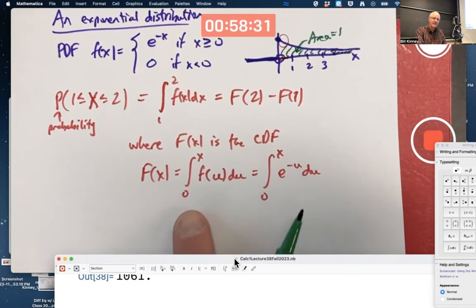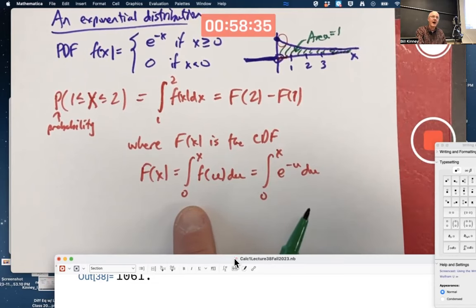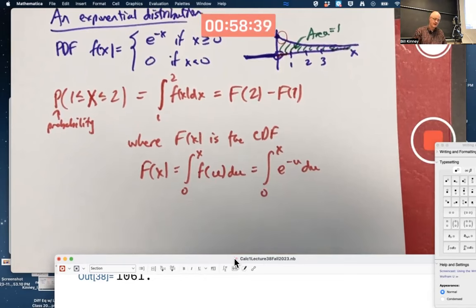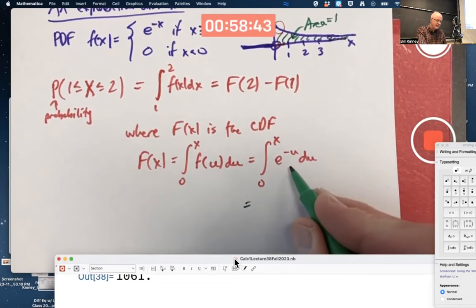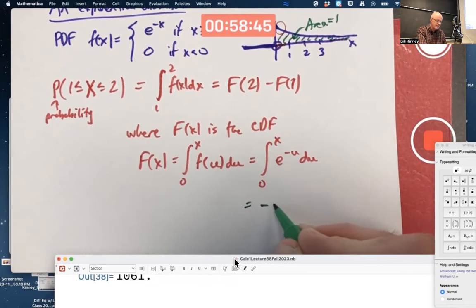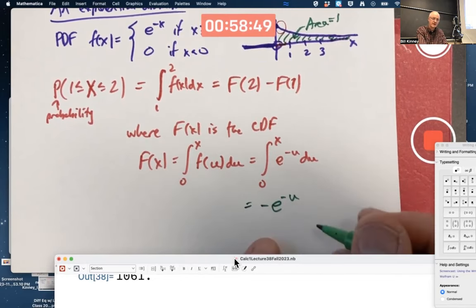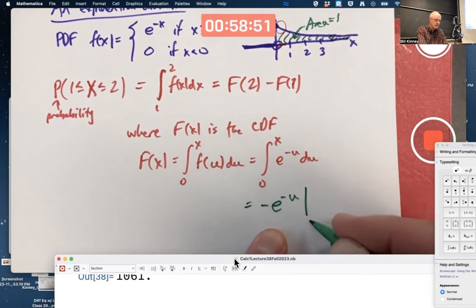And by making this function have a value of 0 when x is 0, like I'm doing here, I am making it so that its limiting value is also 1. Now let's do this integral. Antiderivative of e to the negative u by a little bit of guesswork is negative e to the negative u. Check by differentiation. U goes from 0 up to x.